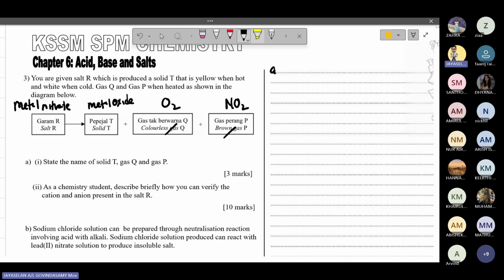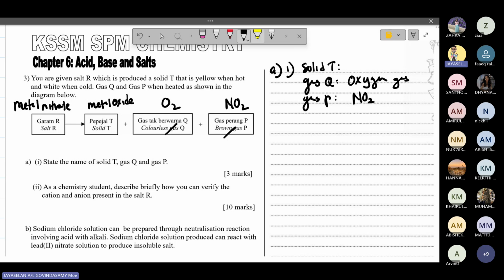Okay, so you put here A, 1. Okay, so you put here solid T, I don't know. Okay, but gas Q, I know. Gas Q is what? Oxygen gas. You already score 1 mark. Okay, then gas P, I know already. NO2. Let's say you tak tahu formula, tak tahu tuliskan.